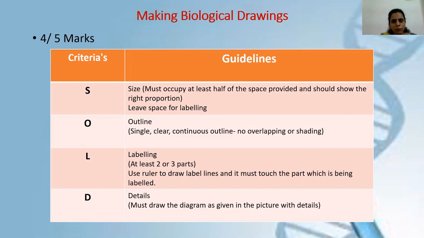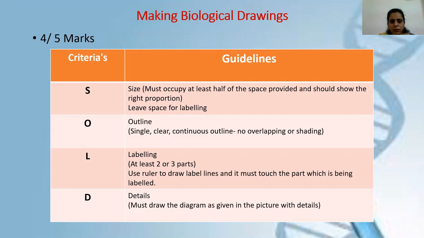Don't keep on rubbing your pencil there and keep on drawing 1 or 2 or 3 lines one after the other, or one above the other. No, you should use a sharp pencil, and with a light hand draw one single line. That's it. Whatever line is drawn, that's drawn. No need to redraw it, and it's not required to overlap. A single clear continuous outline should be there, no overlapping, and no shading in the diagram. The moment there is shading in the diagram, you lose marks for outline.